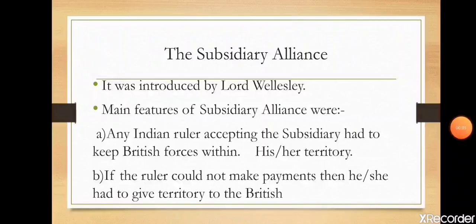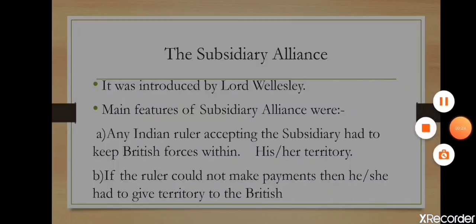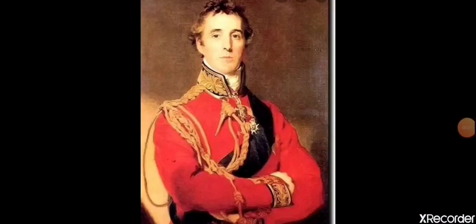The British wanted to expand their territory, and for this they adopted many measures. One such measure adopted by the British was the Subsidiary Alliance, and it was said to be an indirect method of annexation. The Subsidiary Alliance was started by Governor General Lord Wellesley, and it was a very clever method developed by the British to expand British territory indirectly.